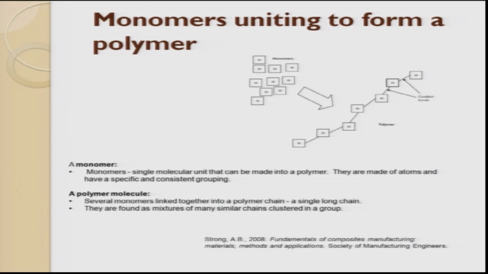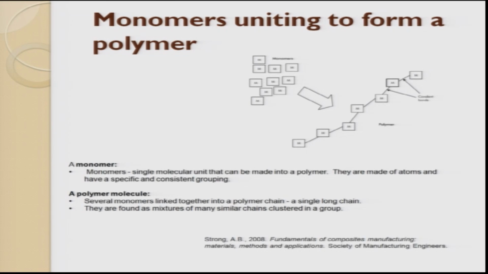You see a lot of mers which are dispersed, and these mers join together like a chain. So the mer is nothing but a bead in a chain. All these beads, which are nothing but monomers, are joined together to form a wonderful chain, and this formation is called a polymer. A monomer is a single molecular unit that can be made into a polymer.